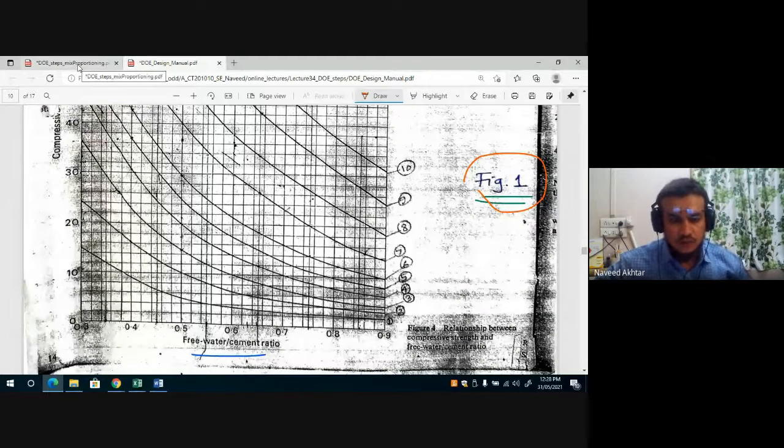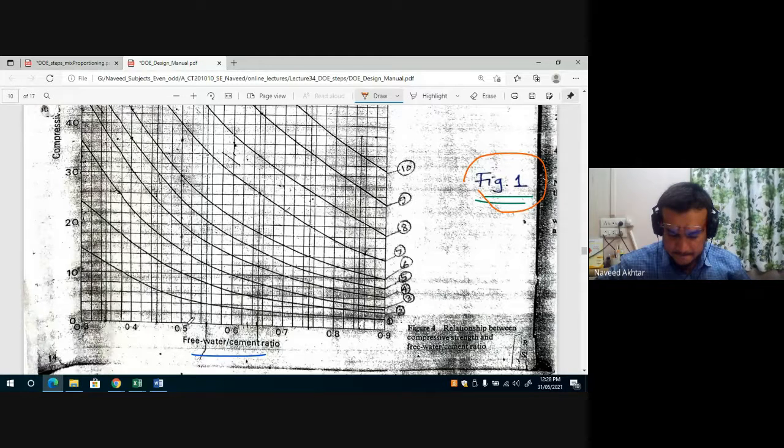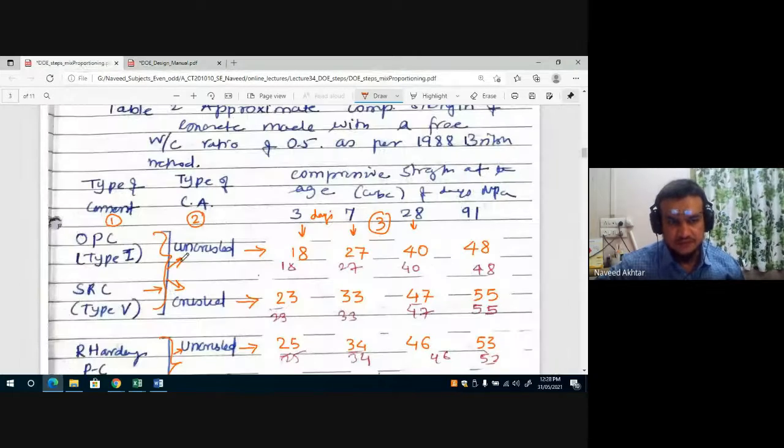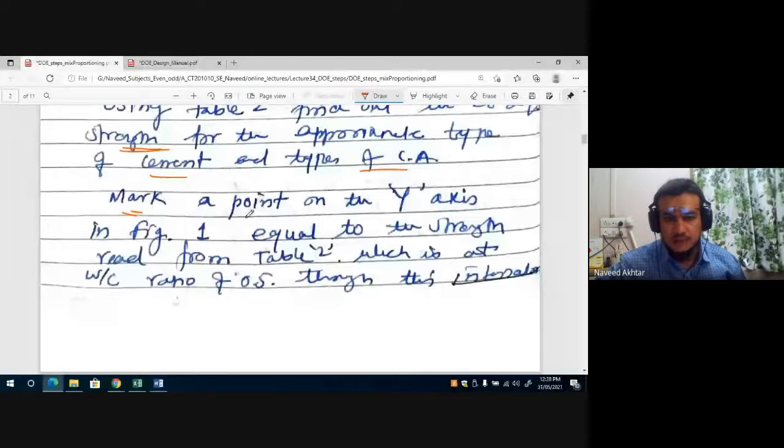Now for 0.5 water to cement ratio, how much strength is there? That target mean strength, whatever it may be, based on that you have to find out the value of water to cement ratio. So how will we find out? I will read that. To mark a point on the y-axis of figure 1 equal to the strength read from table number 2, which is at the water to cement ratio of 0.5.